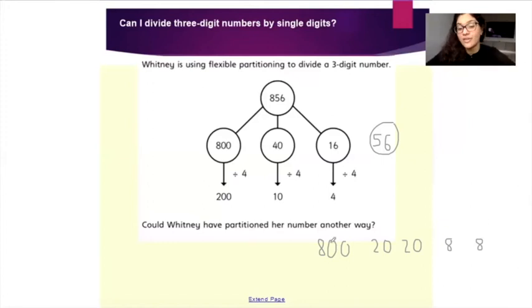So she would have done 800 divided by 4, which is 200. Then, remember you're adding them at the end, so I'm just going to keep adding. 20 divided by 4, 5. 20 divided by 4 again, 5. 8 divided by 4, 2. And then 8 divided by 4 again, 2. So then you just work out the total in order to get your answer.